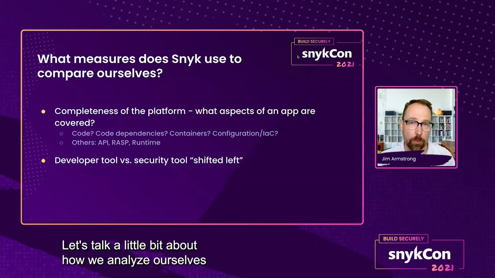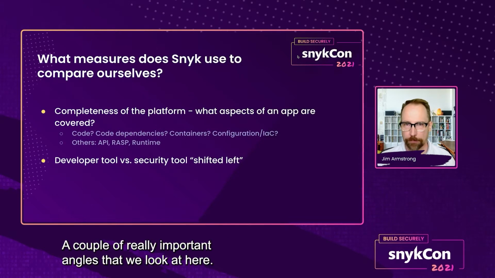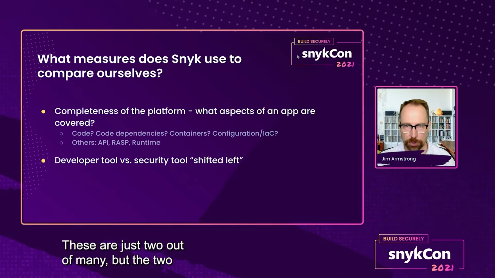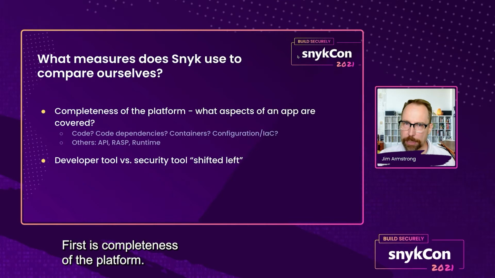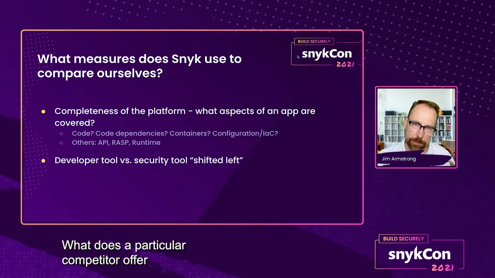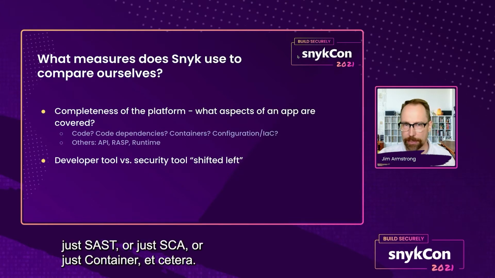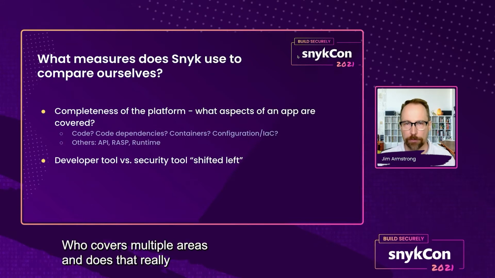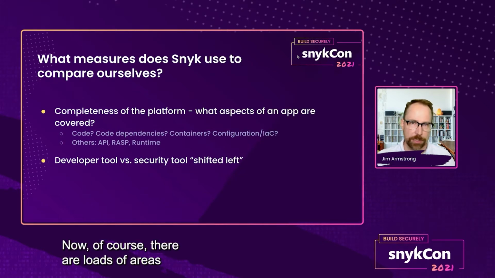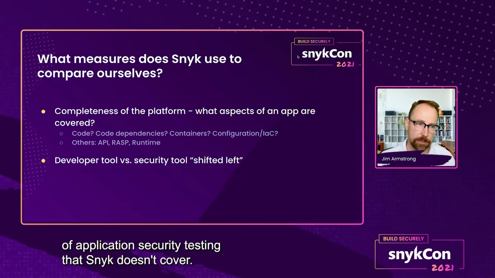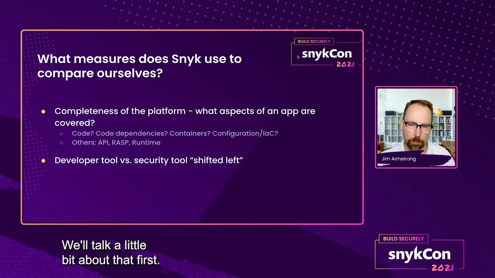Let's talk a little bit about how we analyze ourselves and how we set ourselves up for competitive differentiation. A couple of really important angles that we look at here. These are just two out of many, but the two that we'll focus on a little bit more today. First is completeness of the platform. What does a particular competitor offer outside of one silo? Just SAST or just SCA or just container, et cetera. Who covers multiple areas and does that really well in multiple areas? Now, of course, there are loads of areas of application security testing that Snyk doesn't cover, at least not yet. And so we're aware of those things too. We take that all into account. But we'll talk a little bit about that first.